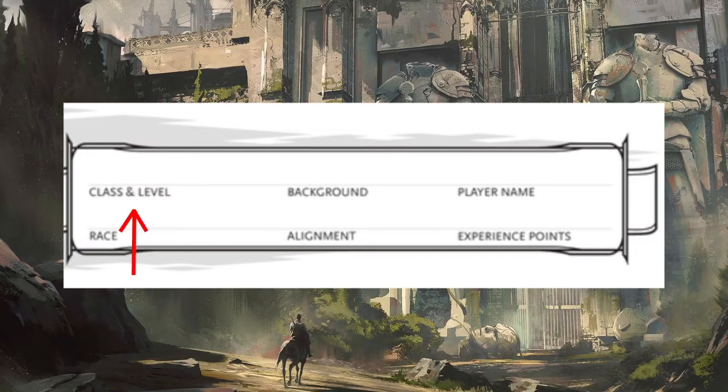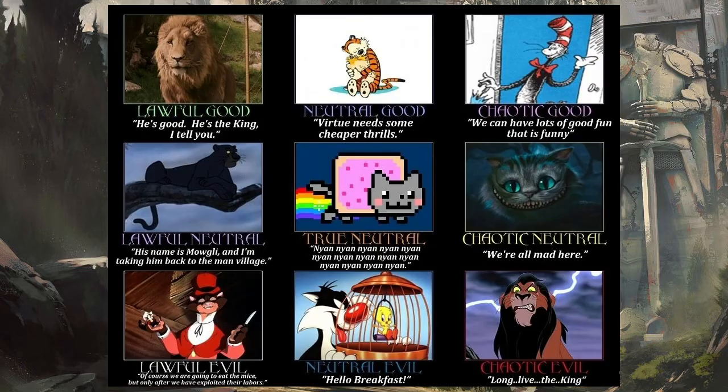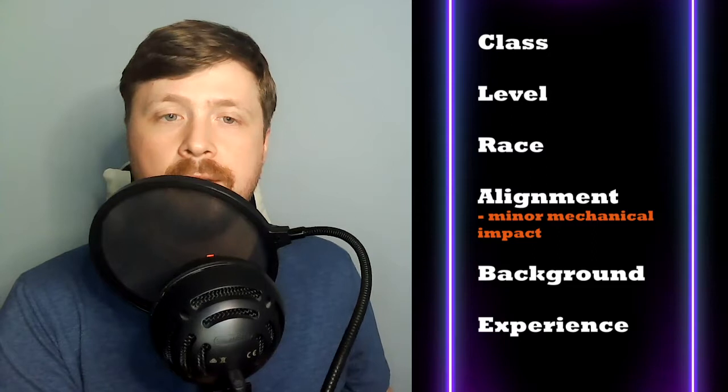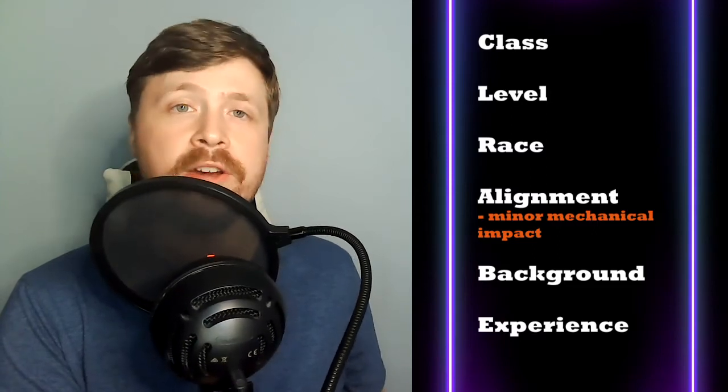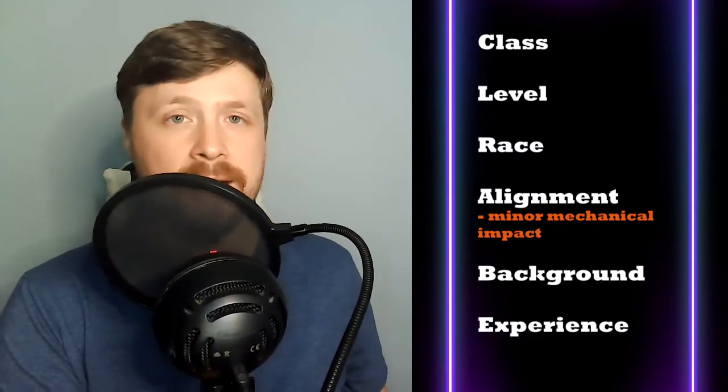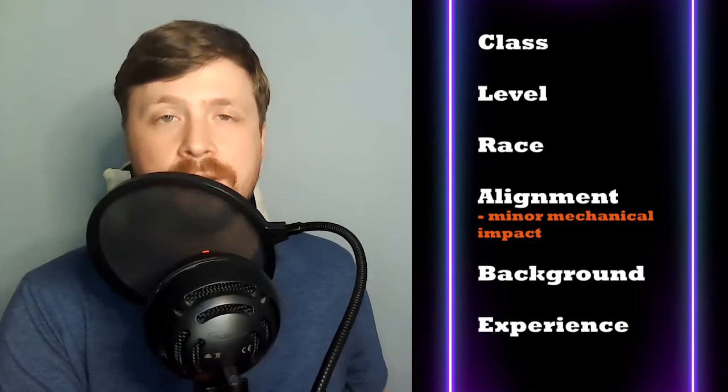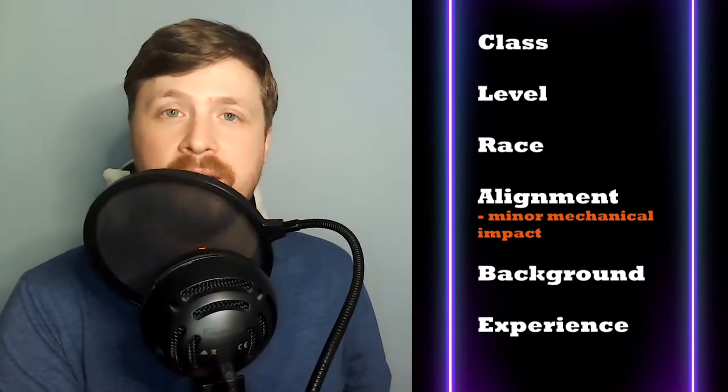So let's start at the top. Here we have your character's class, level, race, and background, as well as experience points. Alignment, as seen here, is a general descriptor for a character's individual morality and behavior. It can be a useful tool when learning how to roleplay your character better, but mechanically speaking, it is virtually inconsequential in 5th edition Dungeons and Dragons.